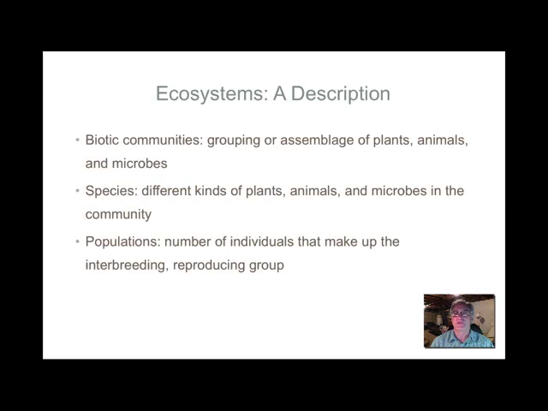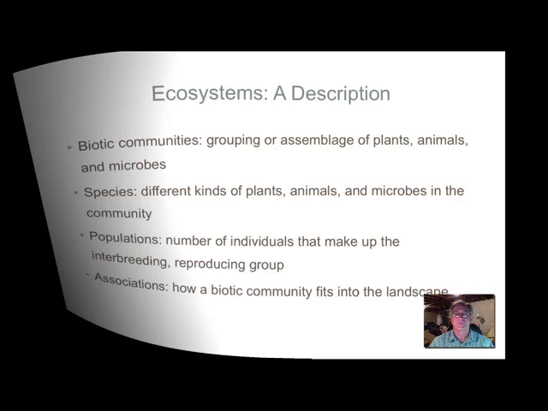And then the population really refers to the number of individuals that make up what we call an interbreeding or reproducing group. As those numbers begin to shrink in our ecosystems, we tend to see some crossbreeding in some locations. So it does change and has an impact on the ecosystem. And then if we look purely at a description from associations, we're trying to look at how biotic communities fit into the landscape and how each ecosystem would impact another.